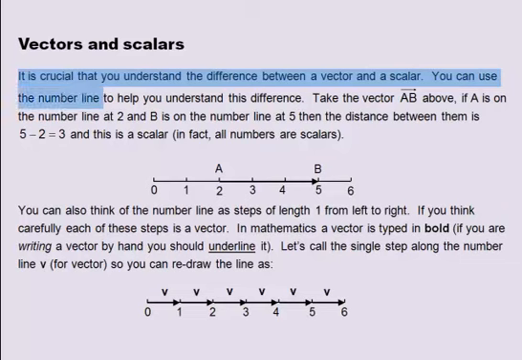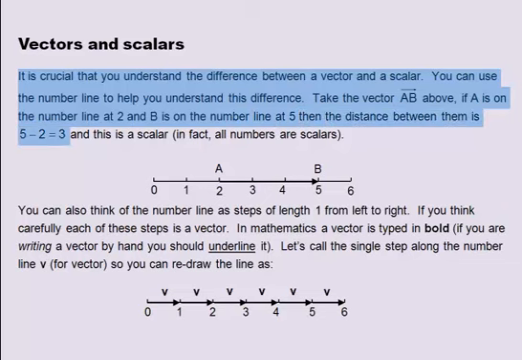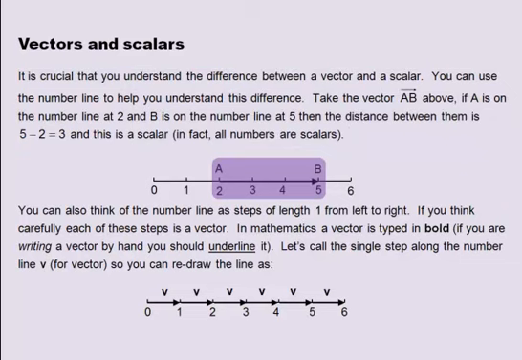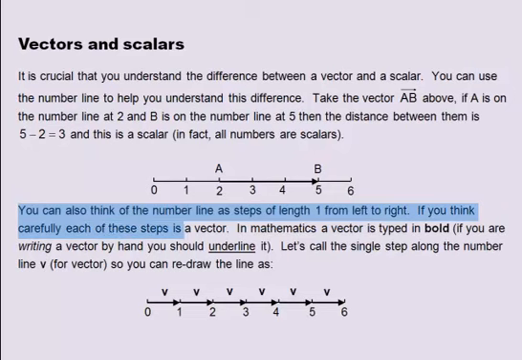You can use the number line to help you understand this difference. Take the vector AB above. If A is on the number line at 2 and B is on the number line at 5, then the distance between them is 5 minus 2, which equals 3, and this is a scalar. In fact, all numbers are scalars. Here is the vector AB illustrated on the number line. A is at 2 and B is at 5, and the vector spans from 2 to 5. You can also think of the number line as steps of length 1 from left to right. If you think carefully, each of these steps is a vector.